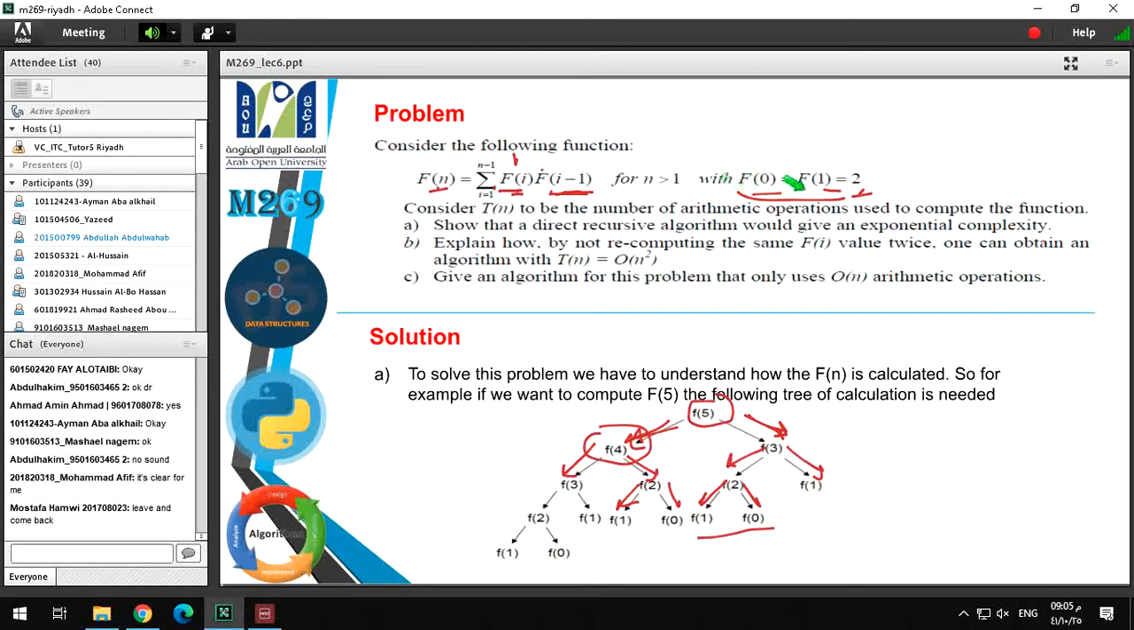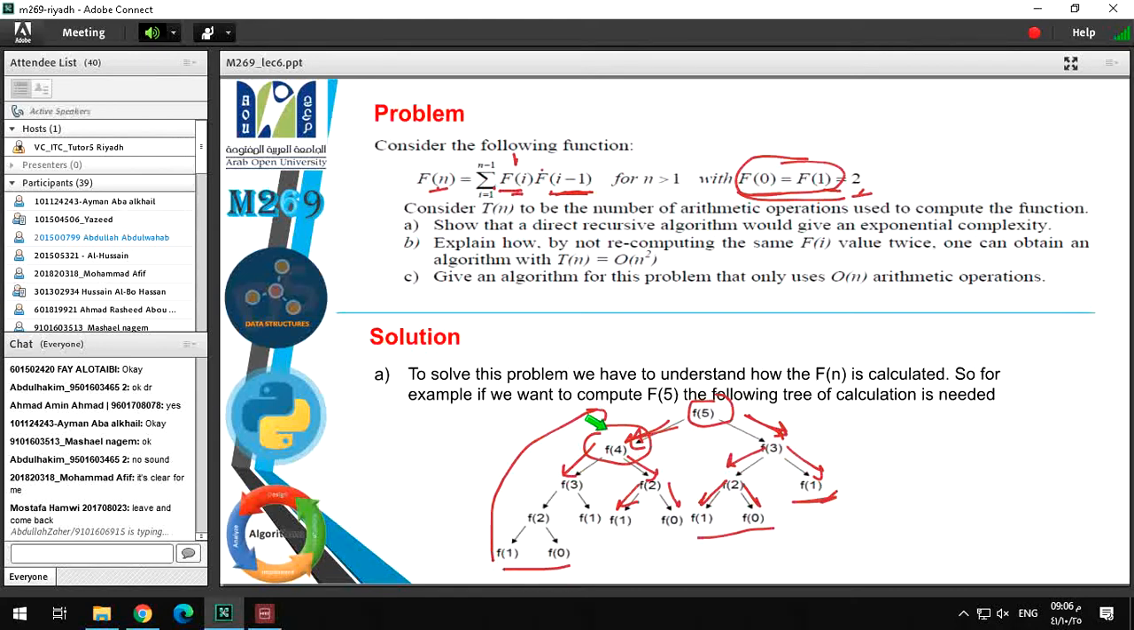See? This is the stopping condition. When we reach 0 or 1, we stop. Here you see, we stop at 1. As long as we didn't reach f1 or f0, you have to continue breaking the number into two numbers, or the function into two functions. So why is this called recursive? Because once we reach this point, we will start executing backward the function until we reach the node.